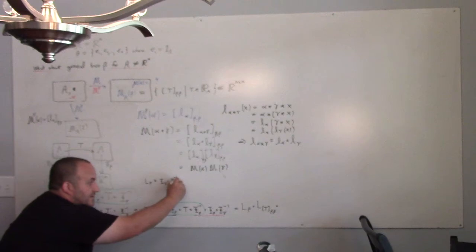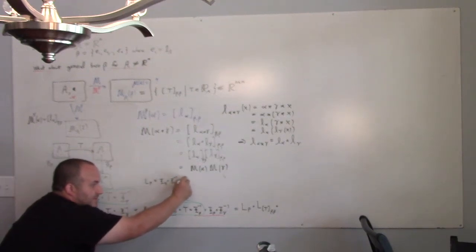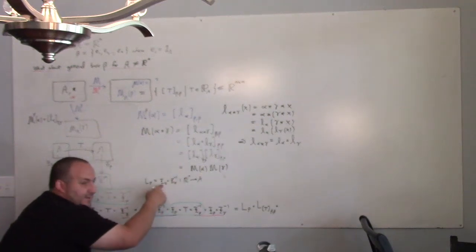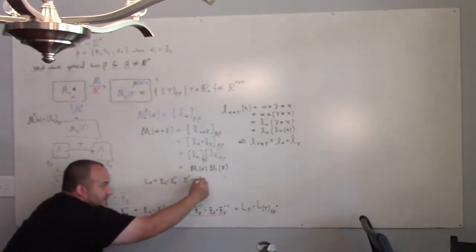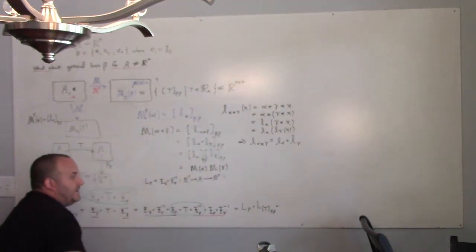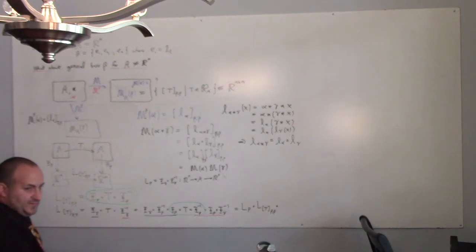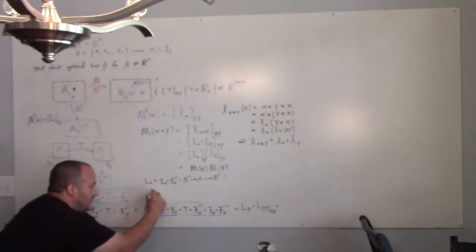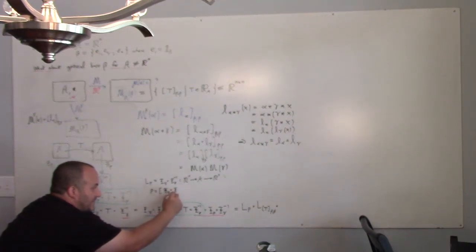See, phi beta inverse is a mapping from Rn up to A. Phi gamma is a mapping from A back to Rn. Both of these are the coordinate maps, the gamma coordinate map and the inverse beta coordinate map. These are both linear maps. The composition of linear maps is linear. Therefore, L sub P is linear. It being linear, there exists a matrix, let's call it P. Here's a formula for P: P is equal to the standard matrix of phi gamma composed with phi beta inverse, for what it's worth.